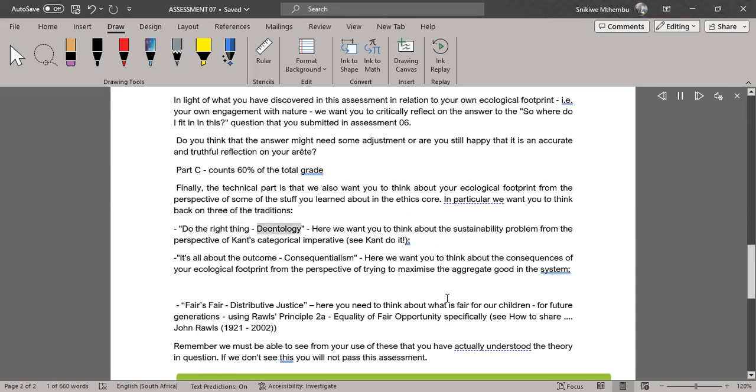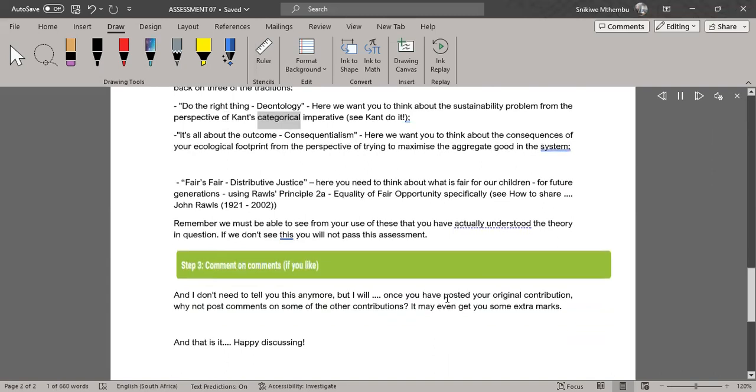Do the right thing, deontology. Here we want you to think about the sustainability problem from the perspective of Kant's categorical imperative, see can do it. Dash, it's all about the outcome, consequentialism. Here we want you to think about the consequences of your ecological footprint from the perspective of trying to maximize the aggregate good in the system.